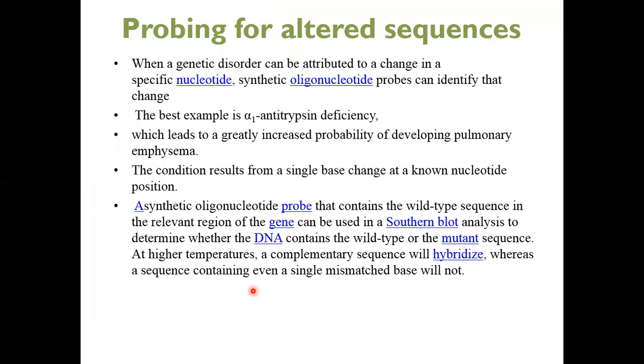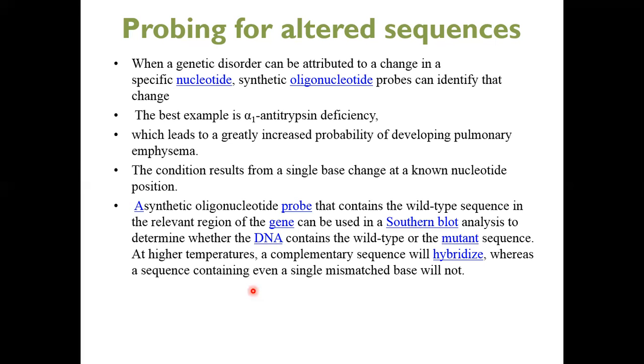Probing for altered sequence: when a genetic disorder can be attributed to a change in a specific nucleotide, a synthetic oligonucleotide probe can identify that change. We can design the specific probe to identify such kinds of genetic changes. The best example is alpha-1 antitrypsin deficiency. Because of this deficiency, a greatly increased probability of developing pulmonary emphysema exists.